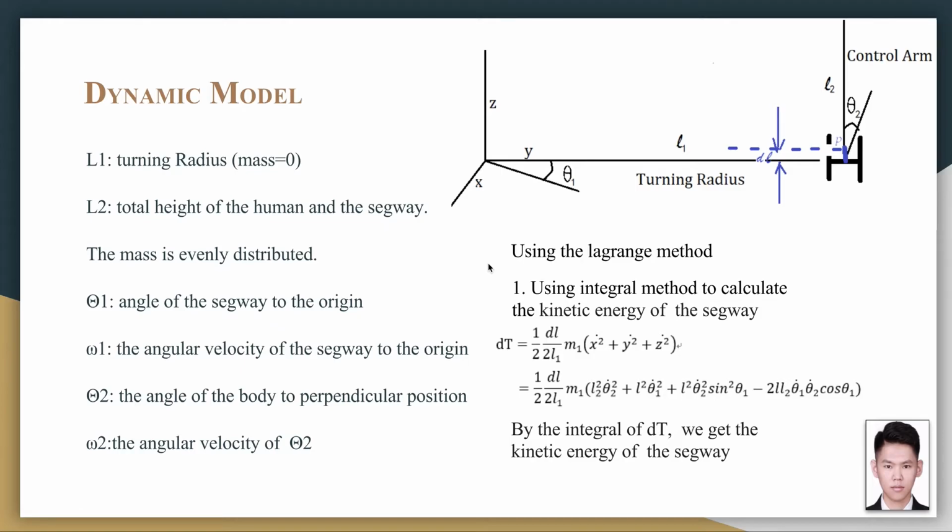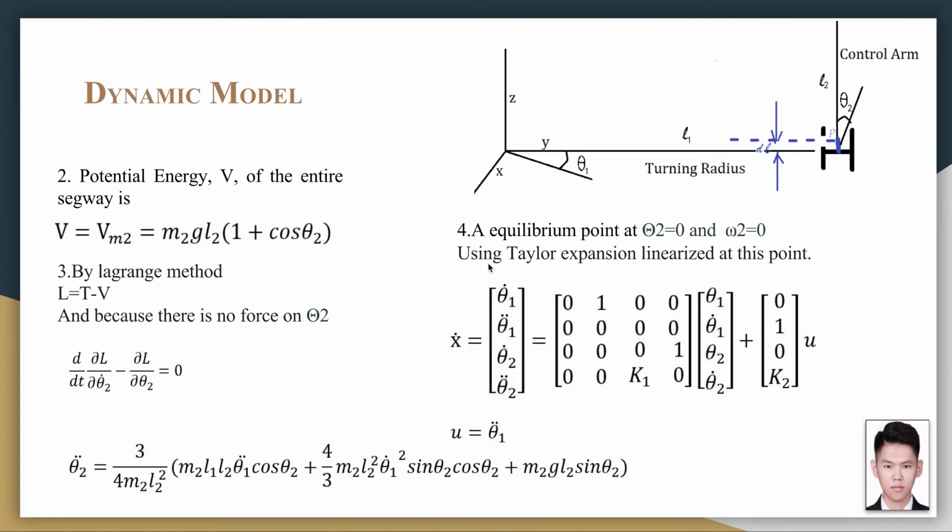We used the Lagrange method to calculate the dynamic model. First, we pick a small part of the Segway. The part is named dl. We calculate the kinetic energy of this small part, dT. By the integral of dT, we get the kinetic energy of the Segway. Then we calculate the potential energy V, and by the Lagrange method, L equals T minus V.